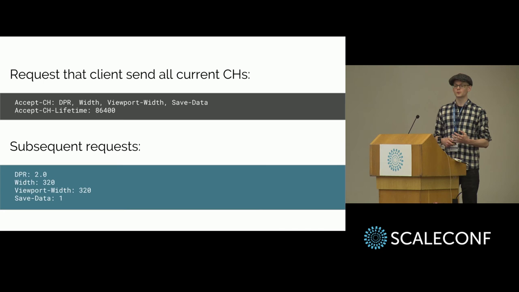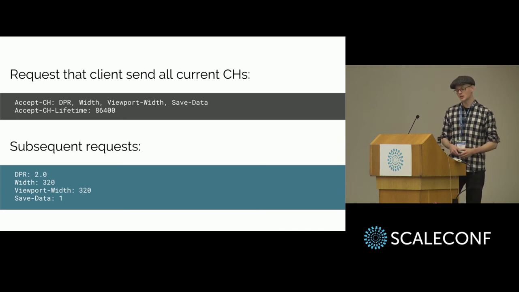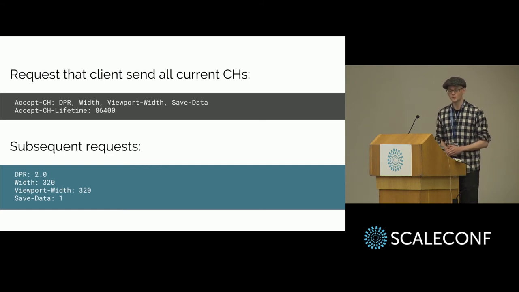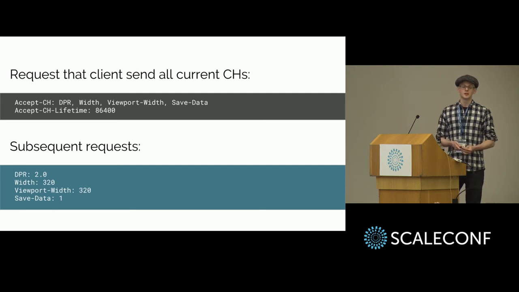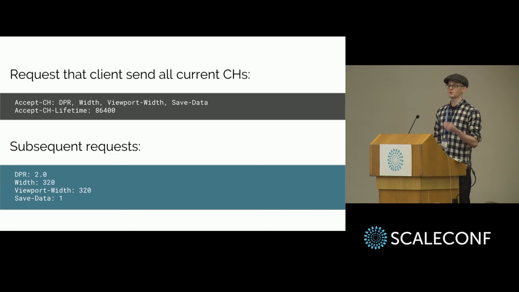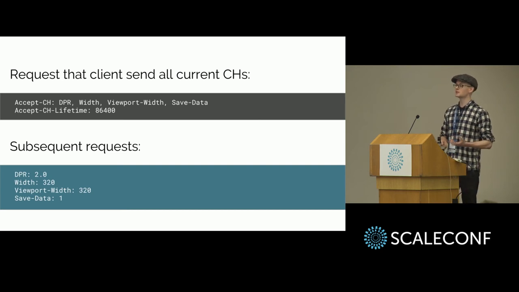So then on subsequent requests, including requests for images, scripts, and styles for that same page, the browser will send you some additional headers. It will tell you the DPR, the width, the viewport width, and it will do a 1 or a 0 for saved data. So this is super useful. This allows you to tune your responses to the needs and capabilities of individual devices, and particularly saved data, which is supposed to be very aggressive. Like, if I set saved data, I really want you to squash down the bytes as small as possible.